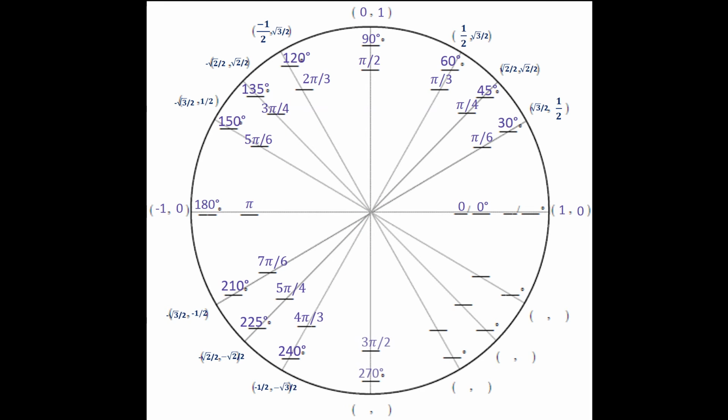The last unknown angle in quadrant 3 is 270 degrees, or 3 pi over 2 radians. The x value is 0, and the y value is -1 because that is the radius of the circle and it is going down.